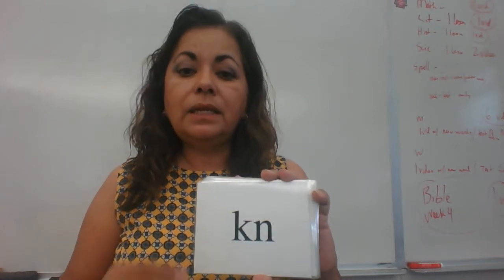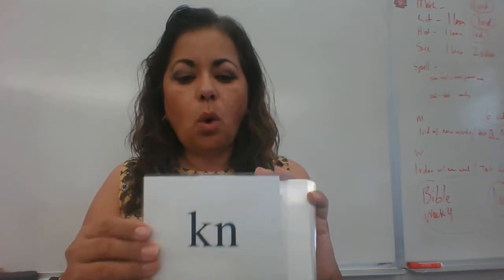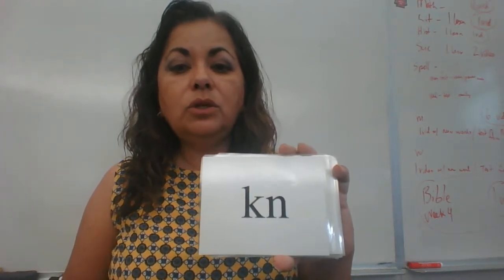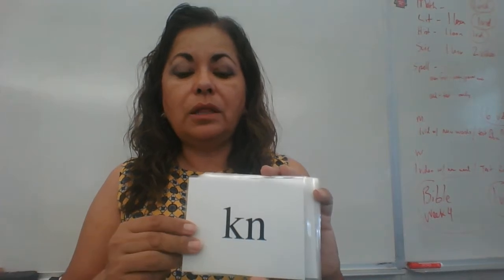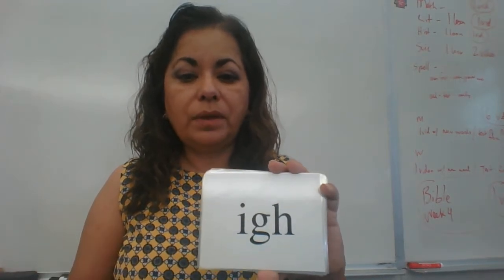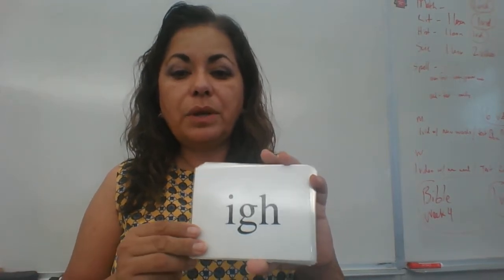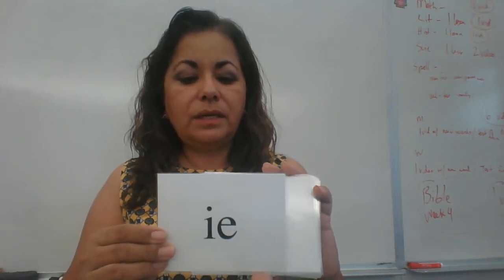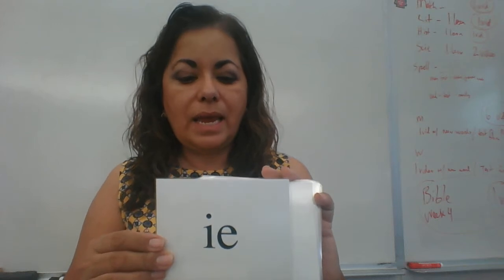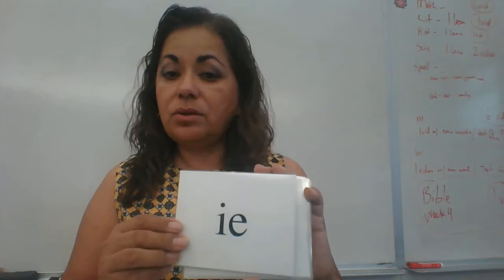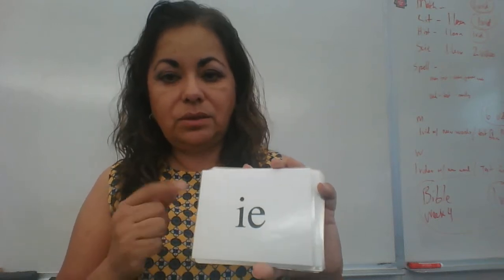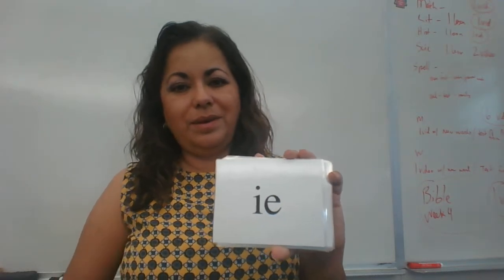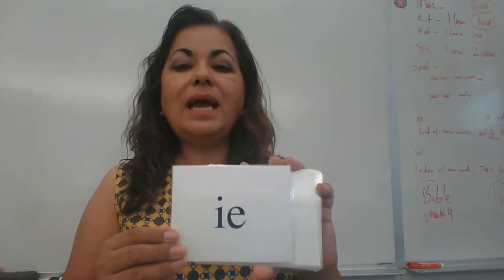This is n, 2-letter n, used only at the beginning of a base word. N, 2-letter n, used only at the beginning of a base word. This is I, 3-letter I. This is E, I, I. Now these next 2, 3 are the hardest for me because they look the same. This one is E, I, I.